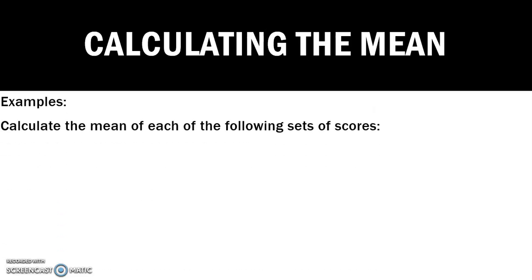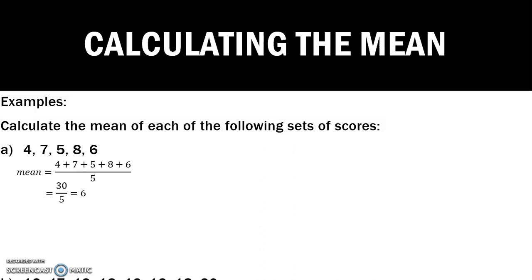To calculate the mean of each of the following sets of scores. For A, we have the data set 4, 7, 5, 8, and 6. To find the mean, we add the scores together, so 4 plus 7 plus 5 plus 8 plus 6, and we divide by how many scores we have there, which is 5. When we add our scores together, we get 30. So 30 divided by 5 is 6. That means that our mean is 6.